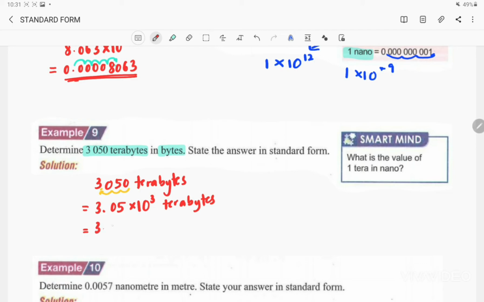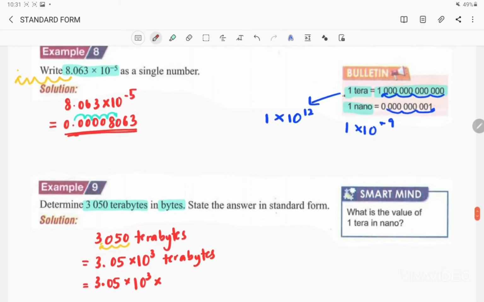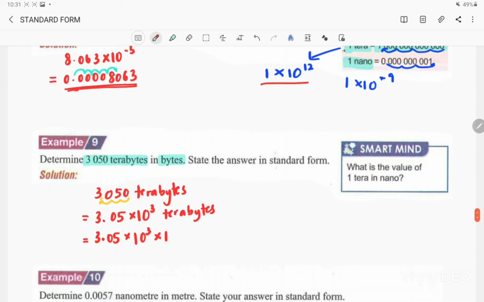So this one is 3.05 times 10 power of 3 times terabyte tadi berapa? Terabyte is 10 power of 12. So this one is 10 power of 12 bytes. Okay, sekarang kita dah tukarkan tera itu ke dalam standard form.